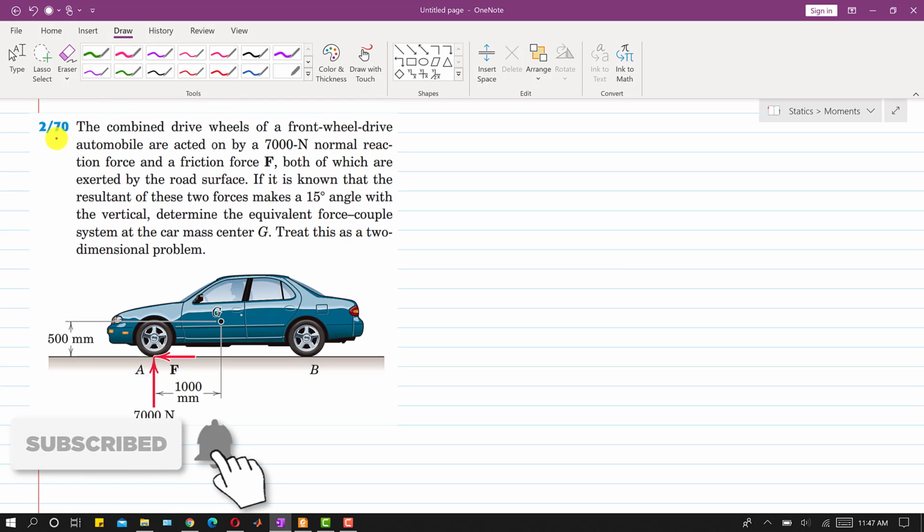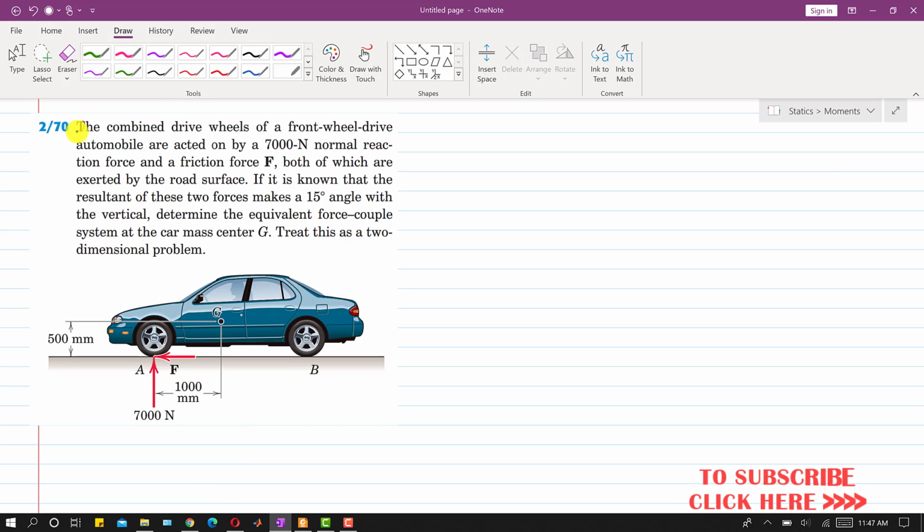Now I am going to solve this problem. In this problem it is said that the combined drive wheels of a front wheel drive automobile are acted on by 7000 Newton normal reaction force and a friction force F, right? So this is the 7000 normal force and this is the frictional force, and it is said that both of which are exerted by the road surface.